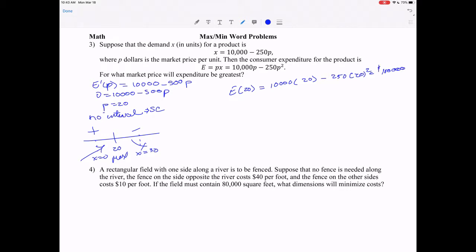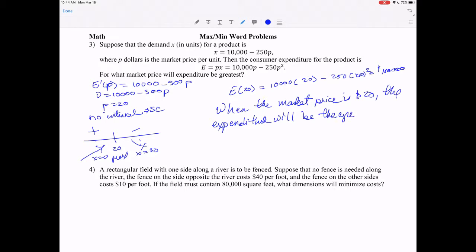So then when the market price is 20, the expenditure will be the greatest, at $100,000. Right?